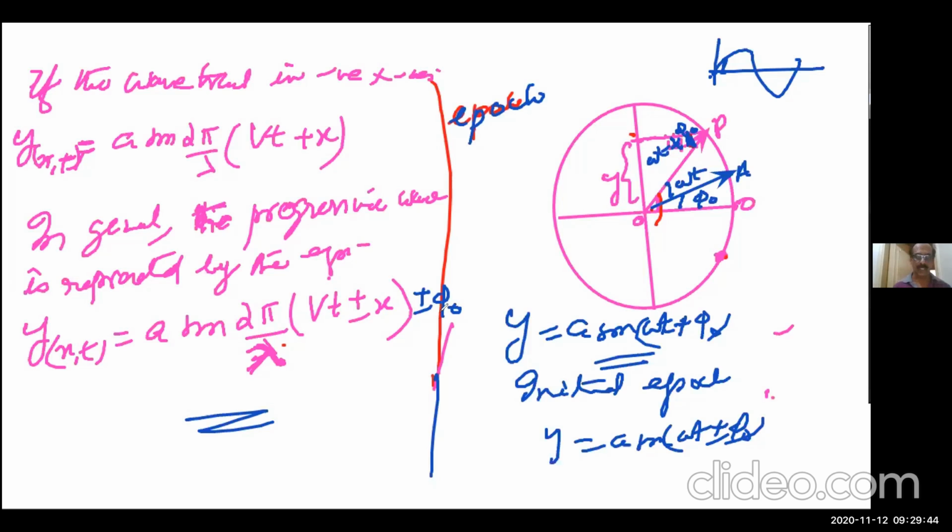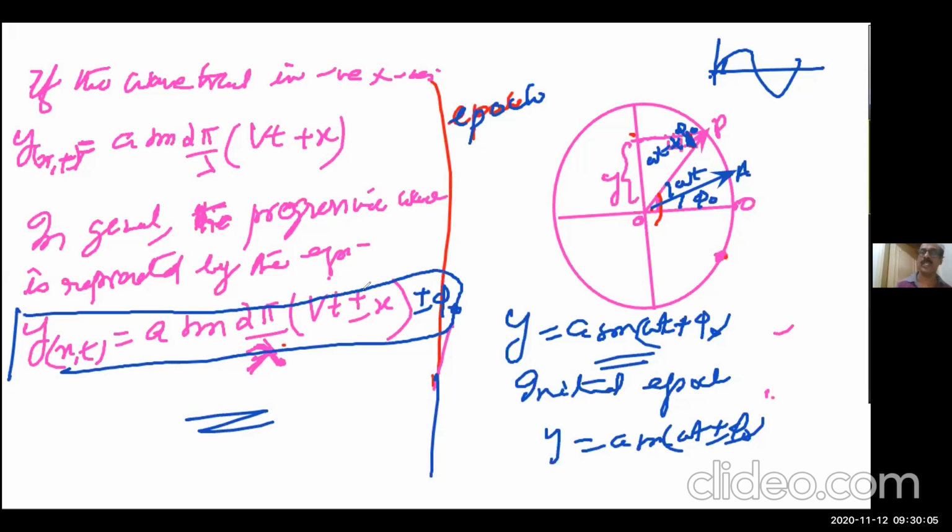Yes, sir. So you have written this formula in general. Here you have written this one. So this is the initial epoch. If the initial epoch is not there, you can put 0. And if it's the negative axis, instead of plus, minus you have to write. Sorry, plus you have to write. If it's moving along the positive axis, minus you have to write. Like that, from this formula, you should be able to choose according to the requirement.